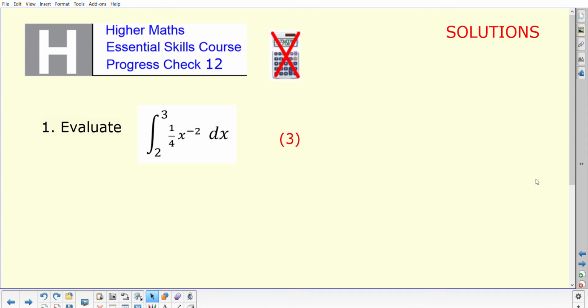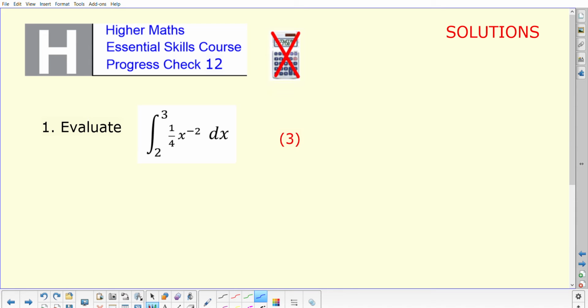So we're going to go through the solutions for progress check 12. You should check your own work and look at ways of improving your solution, your working, if you did not gain full marks. So this first question, standard integration question. You've got limits on it as well, so it's a definite integral that you're working out.